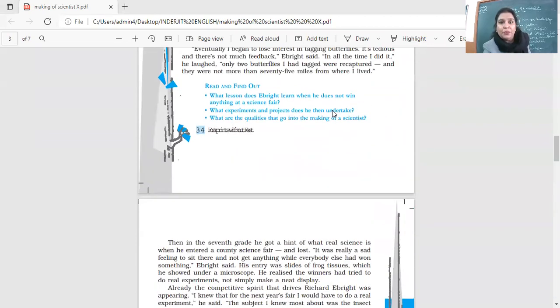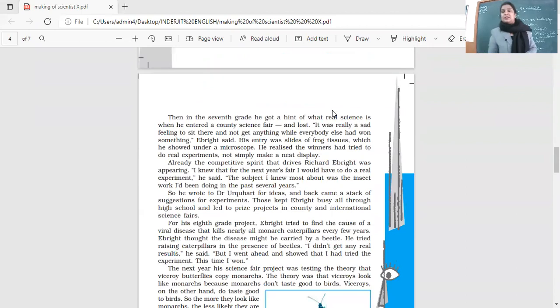So, right, now we will find out when he actually started desiring to become a scientist, or when he came to know what a scientist is supposed to do. Then in the seventh grade, he got a hint of what real science is when he entered a county science fair and lost. It was really a sad feeling to sit there and not get anything while everybody else had won something. So he participated in a competition, and all around him, everybody was getting a prize, but he did not get a prize.